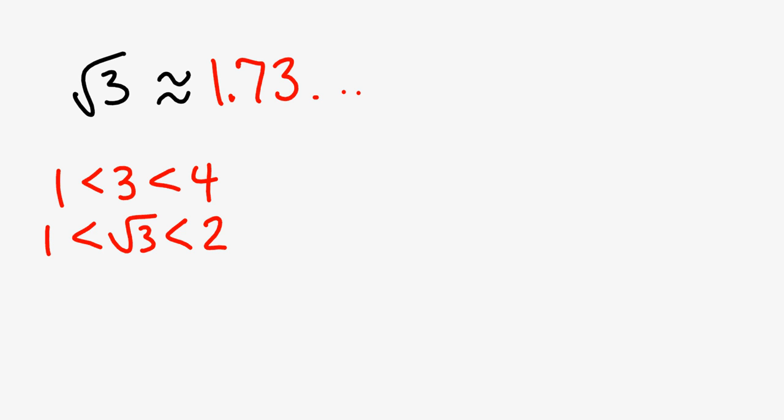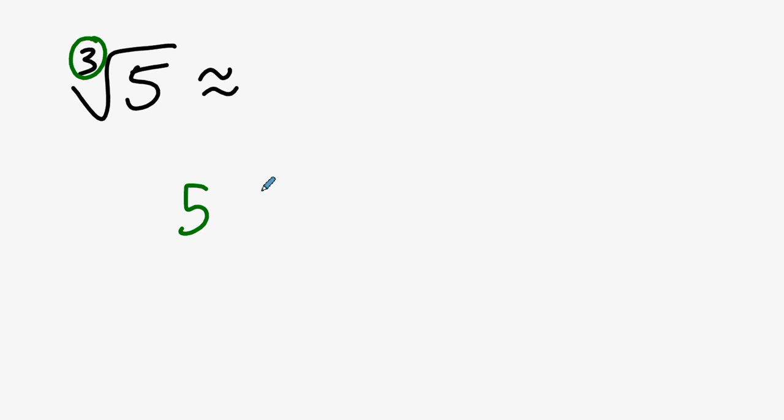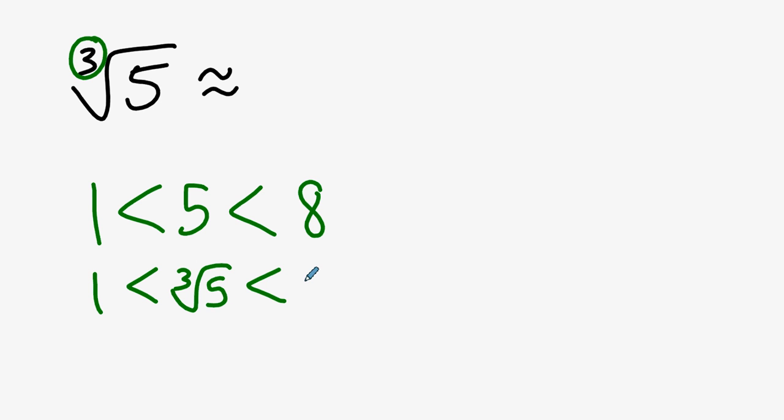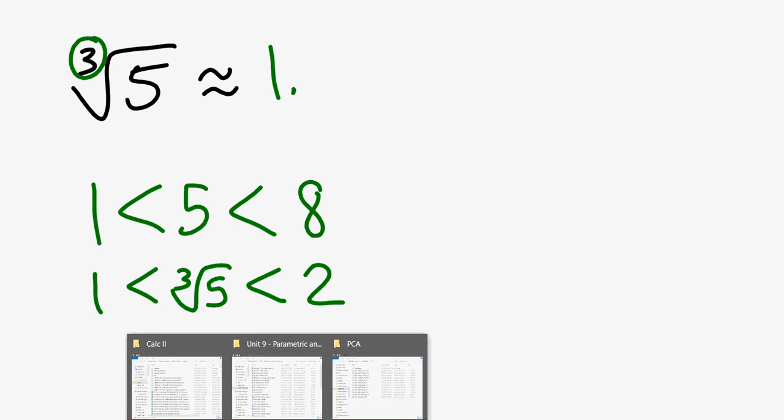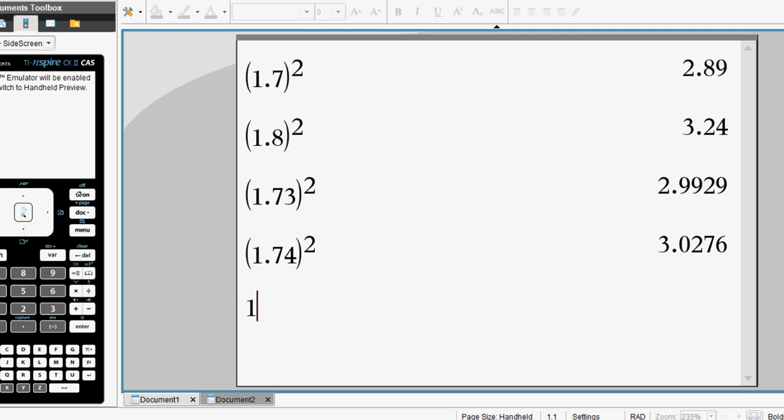Just to illustrate slightly differently, let's think about the cube root of 5. So what is that? Well, what does cube root mean? Well, cube roots mean we're looking for perfect cubes. 1 cubed is 1, 2 cubed is 8. So the cube root of 5 is somewhere between 1 and 2. And probably about halfway, so I wonder what 1.5 cubed is.